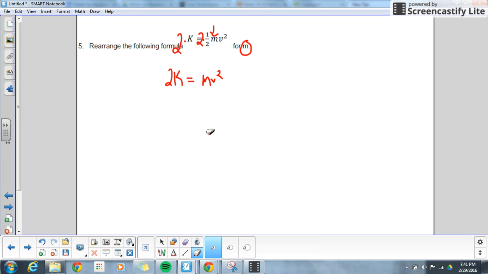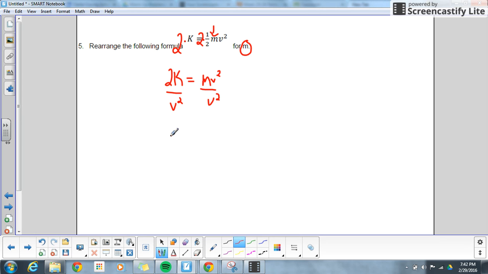Alright, so now what are we going to do? We're trying to get m by itself. So now we need to remove this v squared. Well, how is v squared connected to the m? By multiplication. So the inverse operation of multiplication is division. So we're going to divide the right side by v squared as well as the left side.